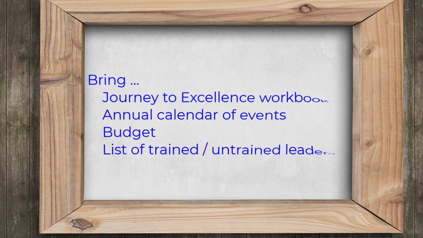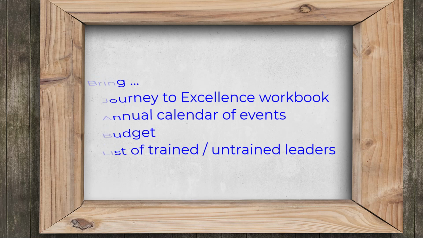Suggest a location and time where the four of you can relax and comfortably meet for an hour. This could be after a committee meeting or off-site at McDonald's or Culver's. If the chartered organization representative cannot attend, that's okay. I emailed you a copy of the district roster containing the Key 3's email addresses and phone numbers. Ask the Key 3 to bring copies of the JTE, annual calendar, budget, and a list of trained, untrained adult leaders.